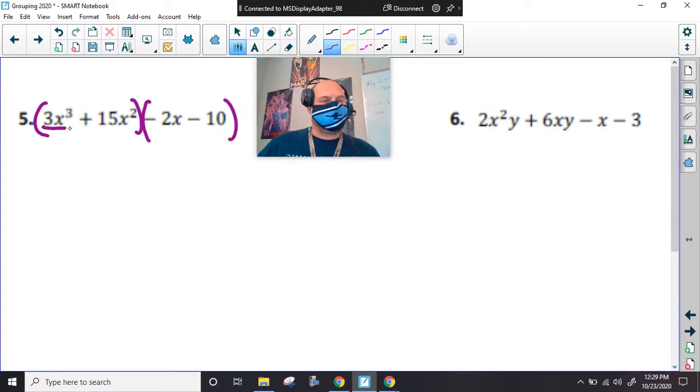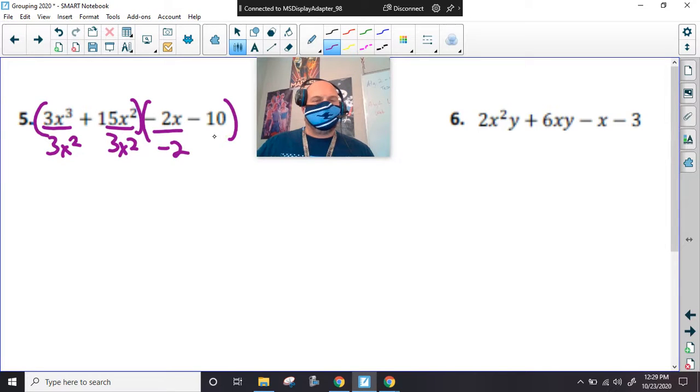All right. GCF here between 3 and 5 is going to be 3. Then x squared. Make sure you grab this negative because we got to take out a negative 2.